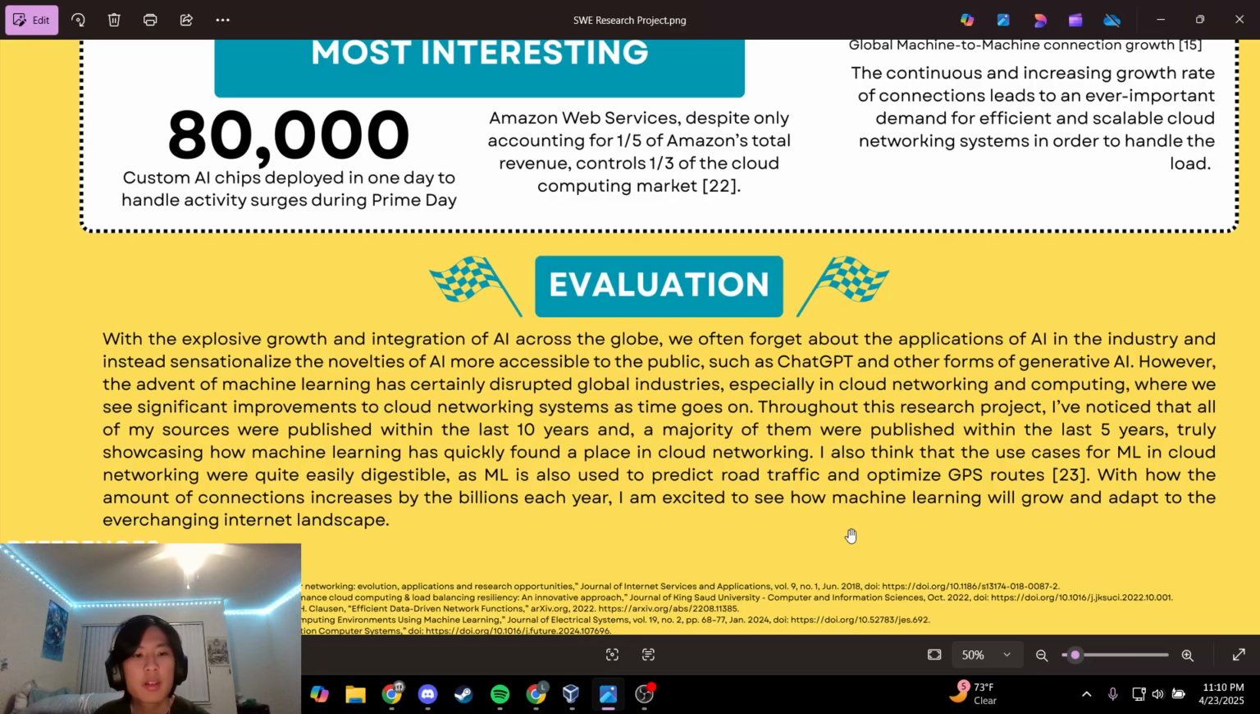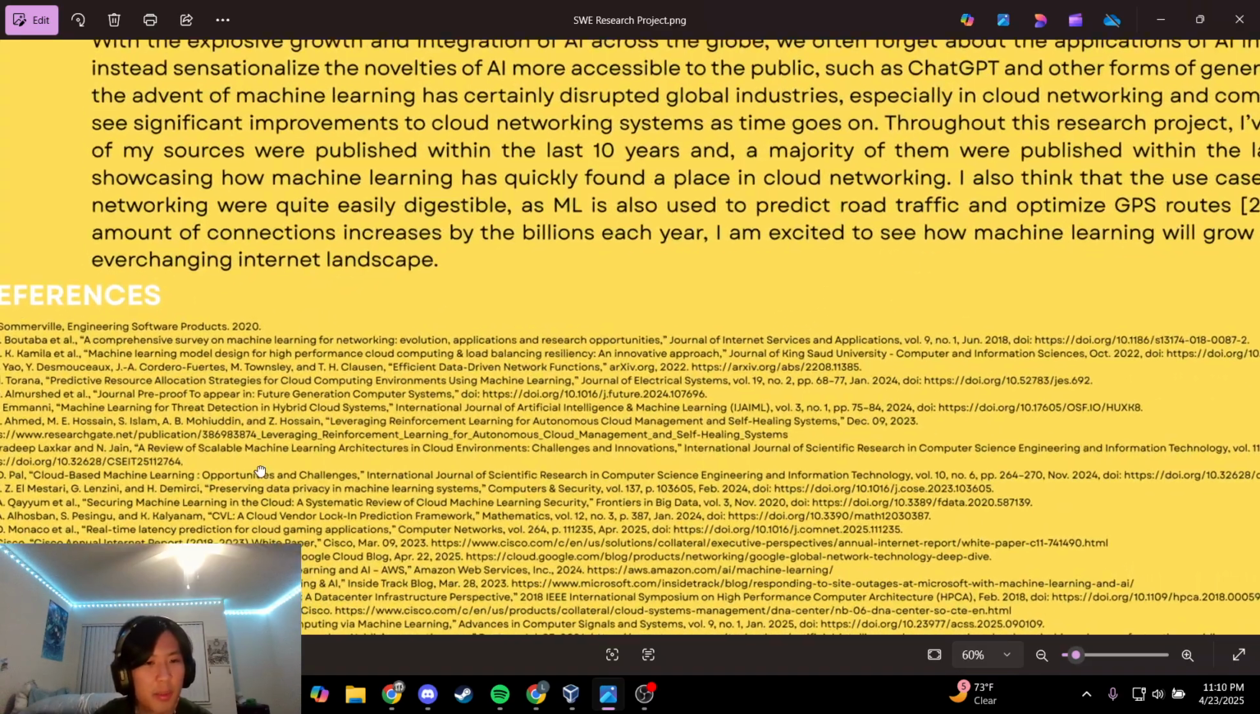And with how the amount of connections increases by the billions each year, I am excited to see how machine learning will grow and adapt to the ever-changing internet landscape. And here are my references.